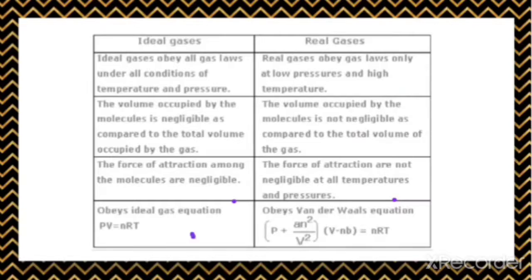So the ideal gas equation is PV is equal to nRT, but real gases do not follow this ideal gas equation. For them we have the van der Waals equation, that is (P plus an squared by V squared) into (V minus nb) is equal to nRT, where a and b are constants. So these are the differences between ideal gas and real gases.